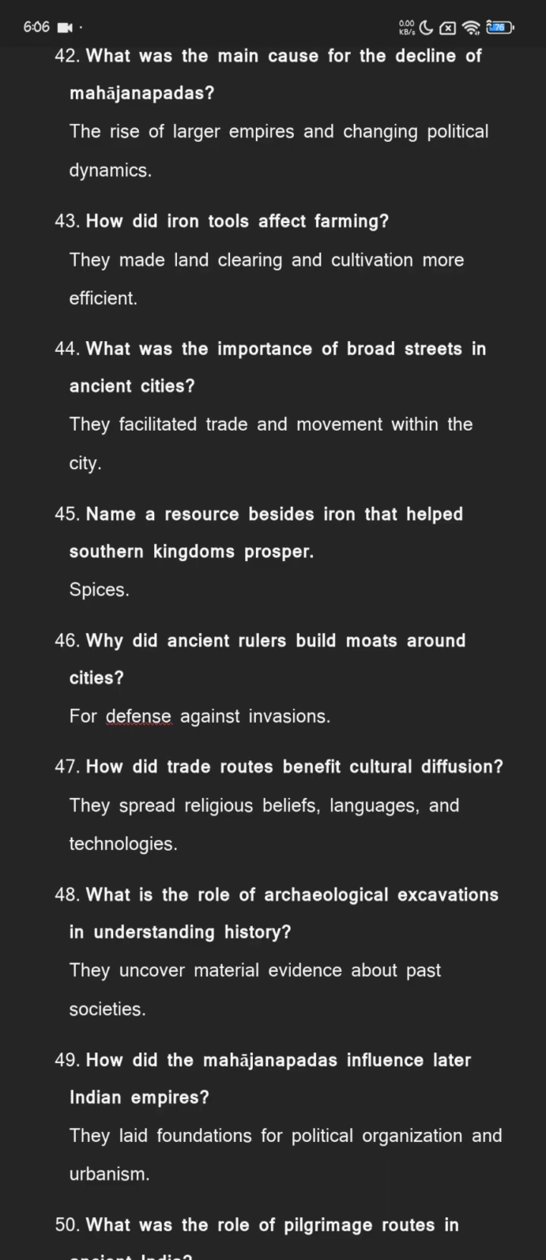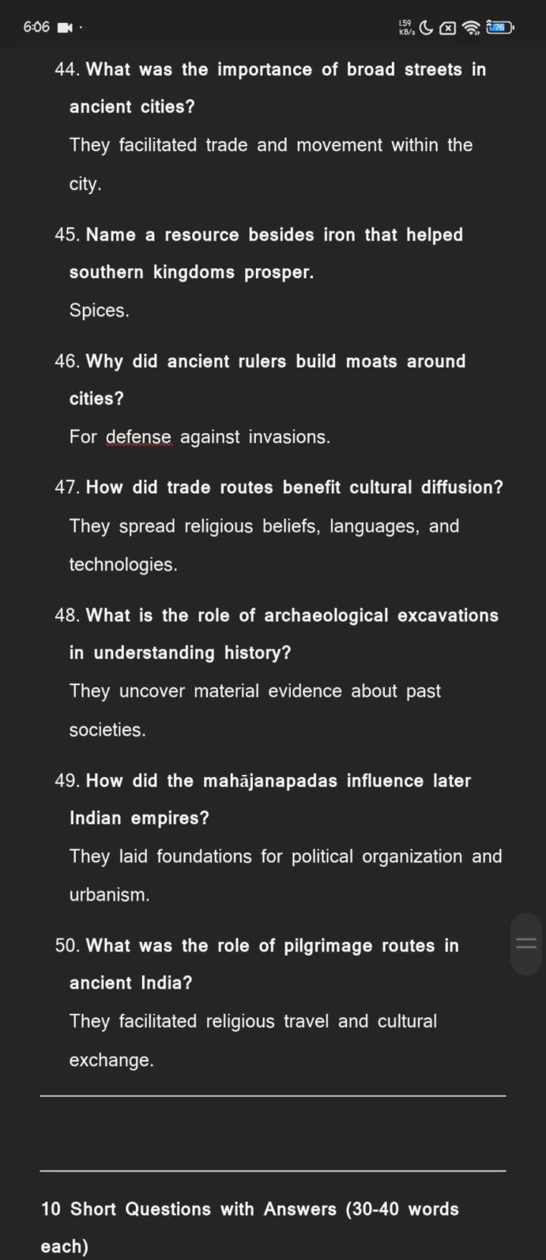How did trade routes benefit cultural diffusion? They spread religious beliefs, languages, and technologies. What is the role of archaeological excavations in understanding history? They uncover material evidence about past societies. How did the Mahajanapadas influence later Indian empires? They laid foundations for political organization and urbanism.